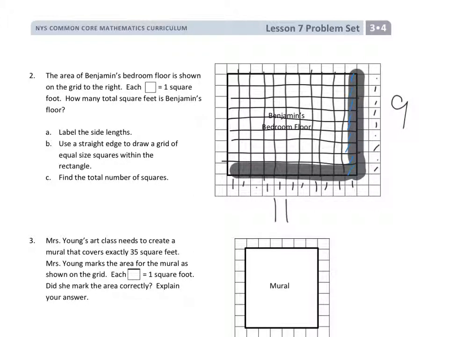Let's go ahead and do these ones. The 11, let's make sure. 1, 2, 3, 4, 5, 6, 7, 8, 9, 10, 11. We have 11 units, whether you count them on the inside here, or whether you count them on the outside of the rectangle, we have 11. Now we're going to find the total square feet. 9 times 11 equals, if you know your math facts, you know that that is 99 square feet.